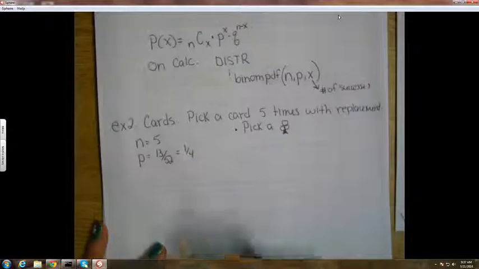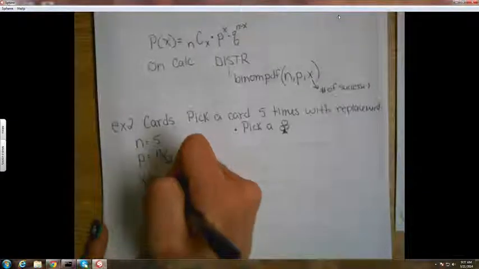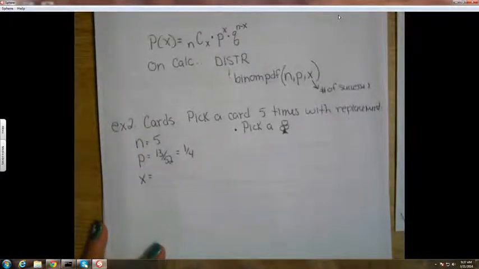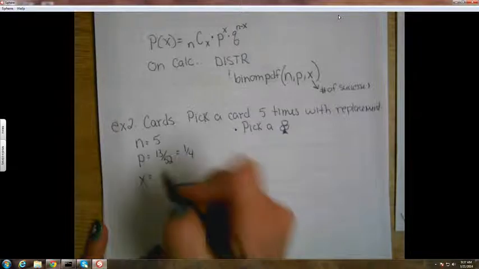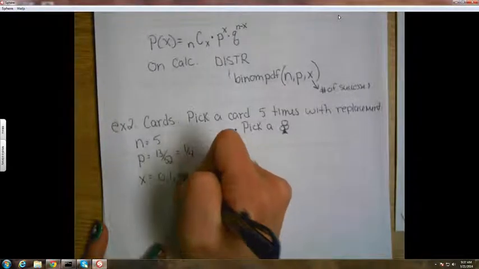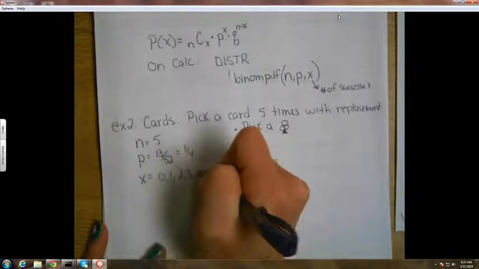Okay. What values could X take on? X is the number of successes. What's the fewest number of successes I could have on my 5 trials? 0, or 1, 2, 3, 4, or 5.